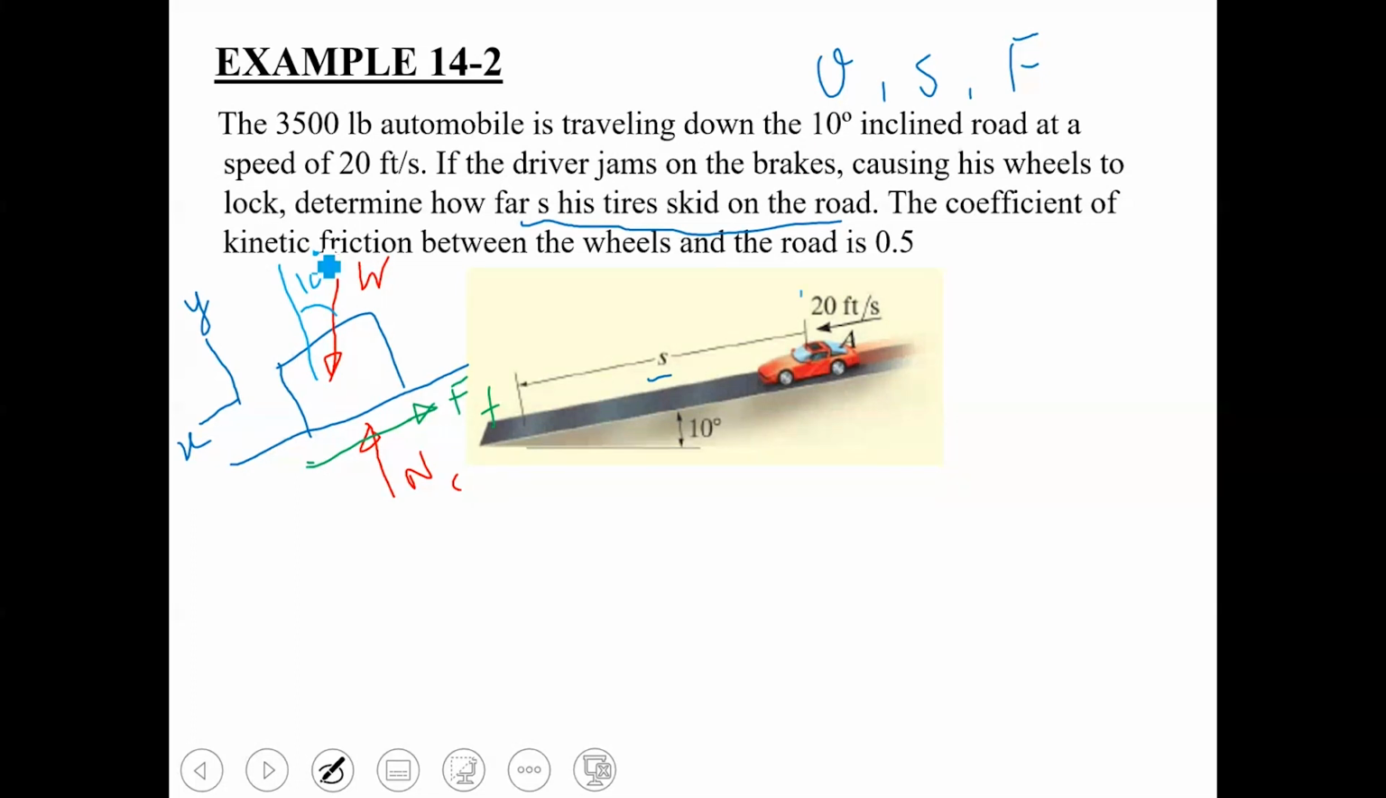Okay, so let us say this is my position 1, at which brakes are applied, and this is my position 2, at which the car stops after covering a distance of s on this inclined road. So position 1 is the position where this car is traveling at 20 feet per second and the brakes are being applied. Position 2 is a position where this car stops on this inclined road.